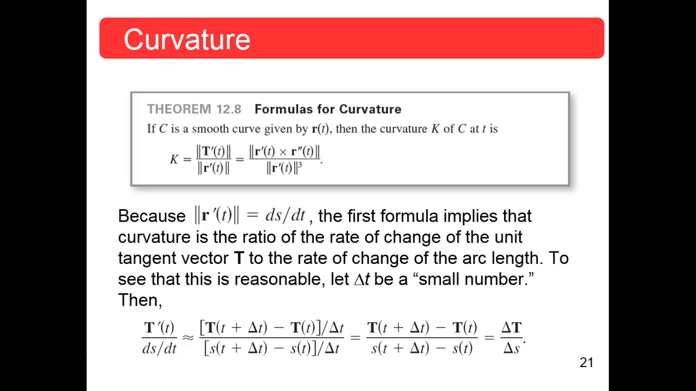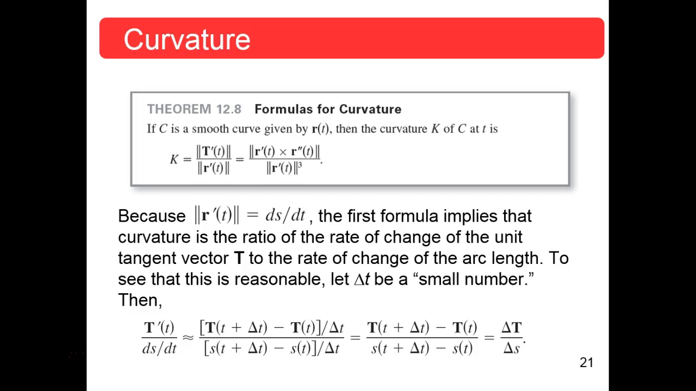R prime of s is not easy, okay. For the circle it was easy, but R prime of s in general is not going to be easy yet. So change that from the derivative of the magnitude of T prime of s to the magnitude of T prime of t over R prime of t.